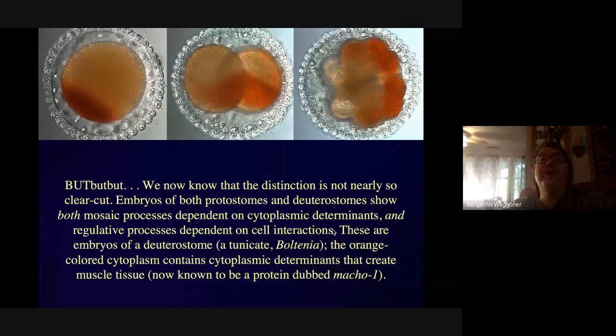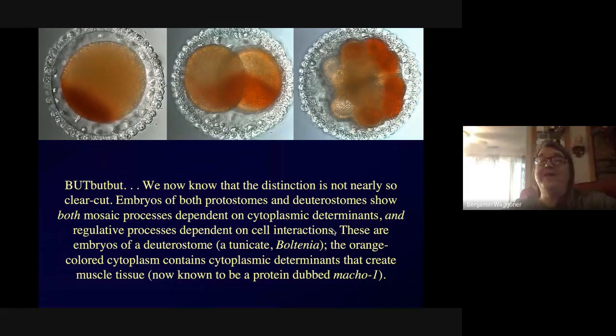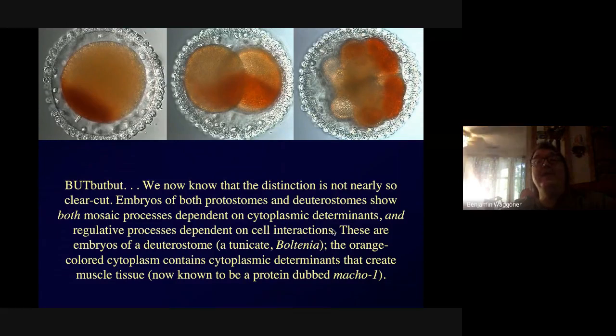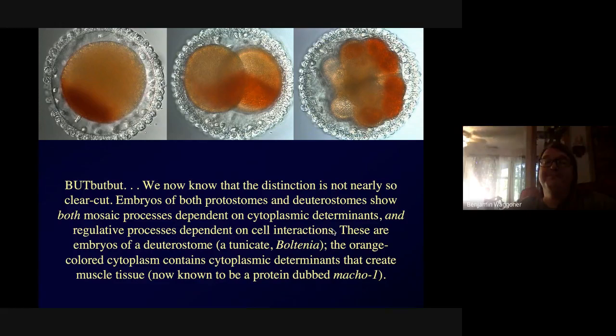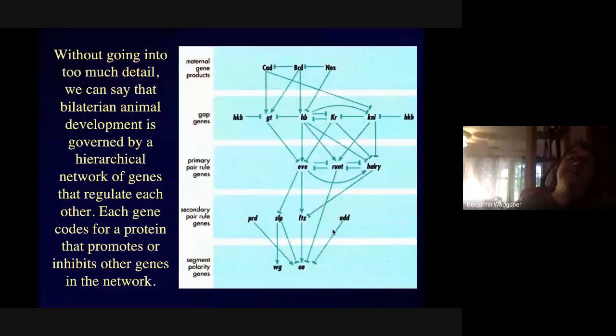And I show you this because that's a mosaic process, because cell fate is determined very early by these cytoplasmic determinants, and yet it's present in a deuterostome. So we now know that both protostomes and deuterostomes can show both mosaic processes and regulative processes during development. The distinction is not clear-cut anymore.